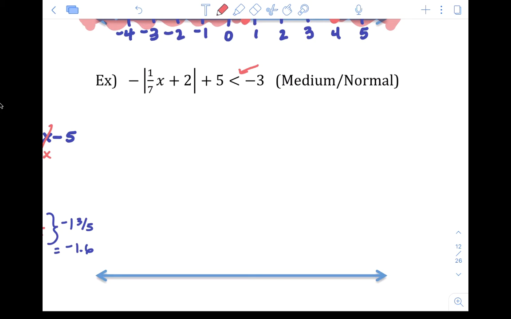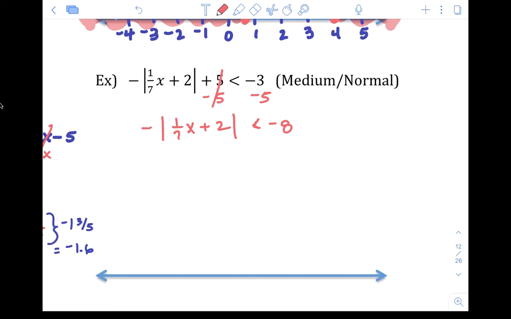And that was the whole column of ORs. That's because you need to remember that you cannot draw the conclusion of whether or not it's an and or an or until you actually isolate the bars, get them all by themselves. So that's the first thing we're going to do. We're going to subtract 5 from both sides. So we have the negative absolute value of 1/7 x plus 2 is less than -8.